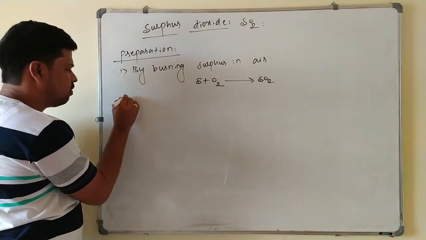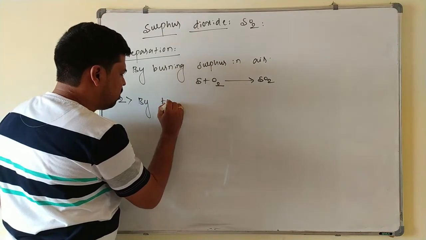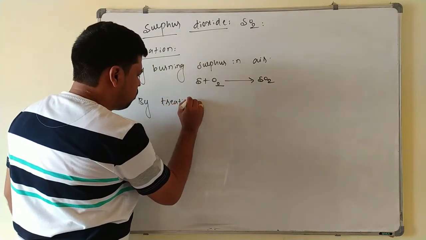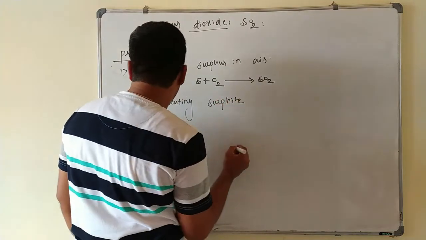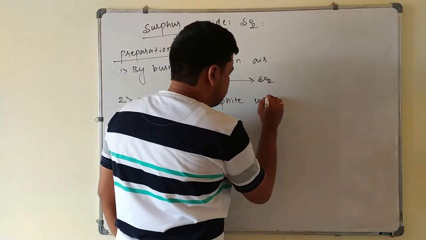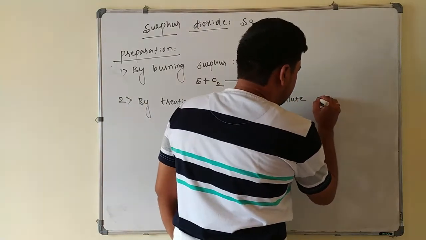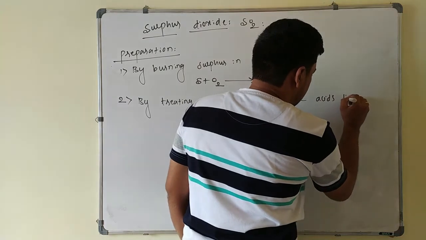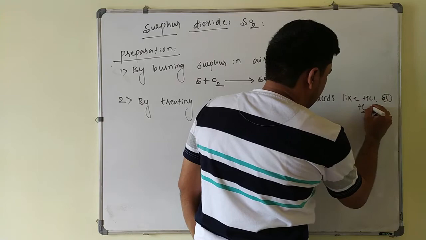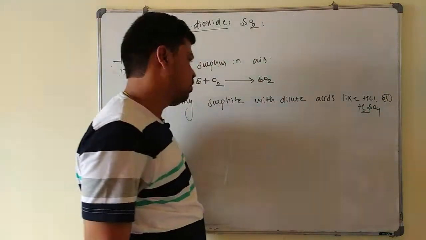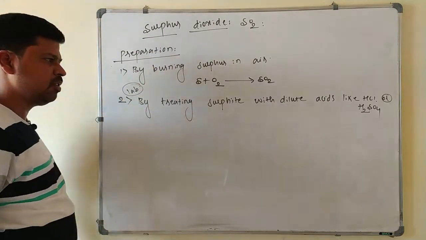In the second method, by treating sulfite with dilute acids like HCl or H2SO4. This is the second one. It is the laboratory method for the preparation of SO2.